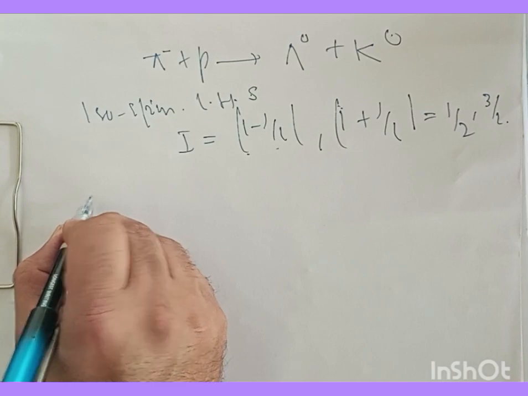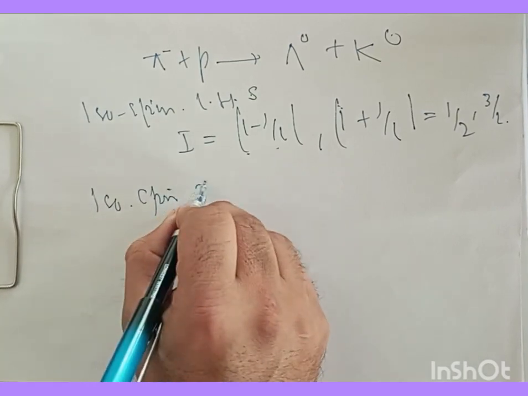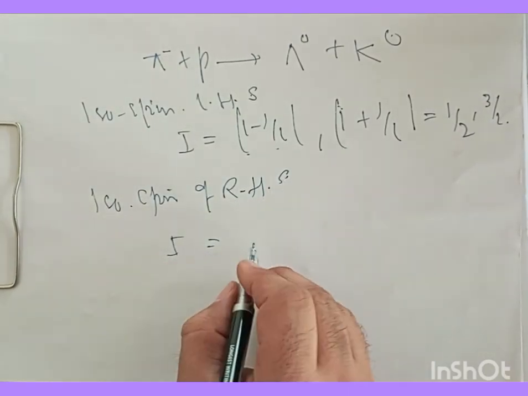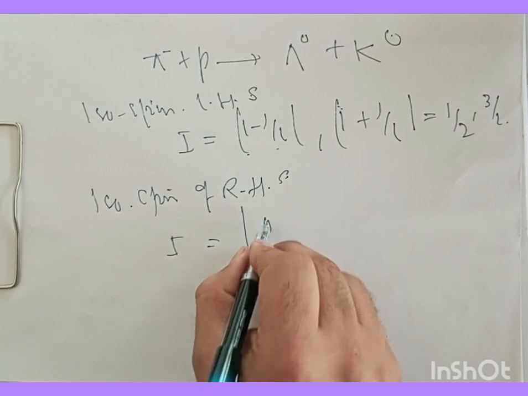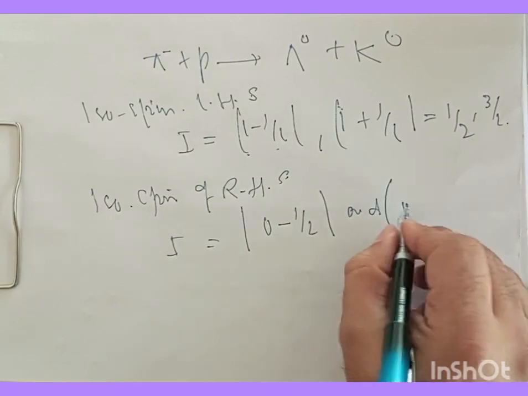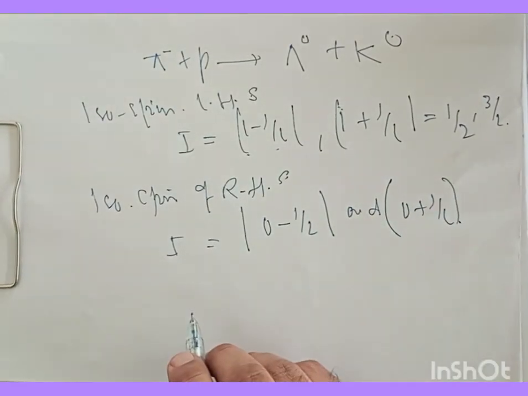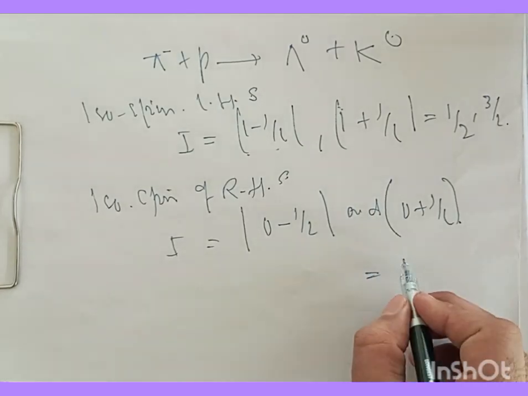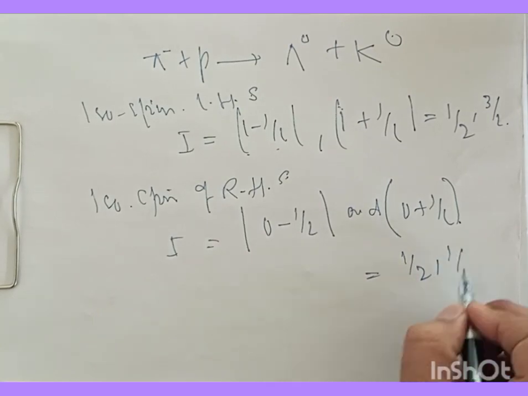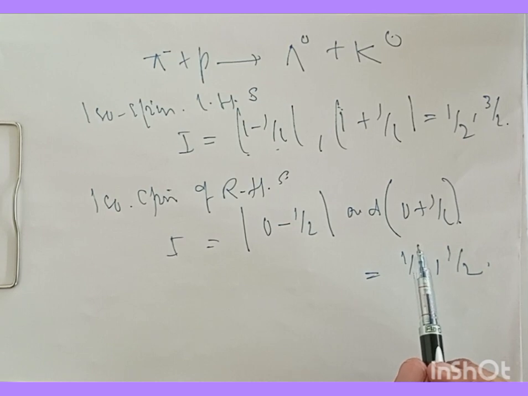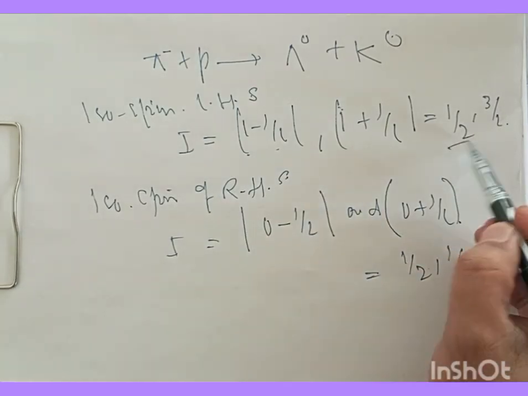Now the isospin of the right-hand side. What I have is lambda 0, so that will be 0 minus 1 by 2 and 0 plus 1 by 2. Taking the magnitude, I get 1 by 2 and 1 by 2. So we can see that the isospin of the right-hand side, 1 by 2, is equal to the isospin of the left-hand side, 1 by 2.